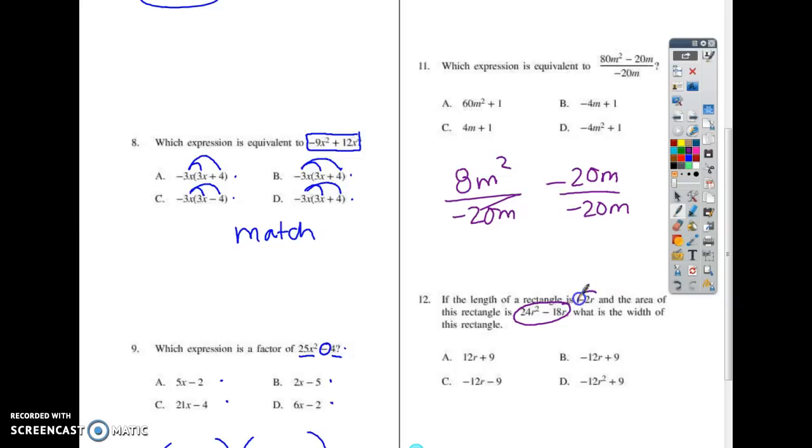And same thing here. You're going to divide this by this. So you have 24r squared divided by negative 2r and negative 18r divided by negative 2r. And find the answers. You're dividing because they give you the area and one of the sides.